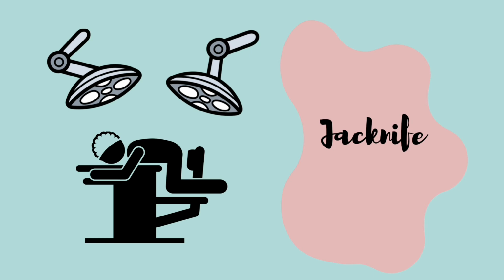Jackknife position. Jackknife position, also known as Kraske, is similar to knee-chest or kneeling positions and is often used for colorectal surgeries. This type of position places extreme pressure on the knees. While positioning, surgical staff should place extra padding for the knee area.